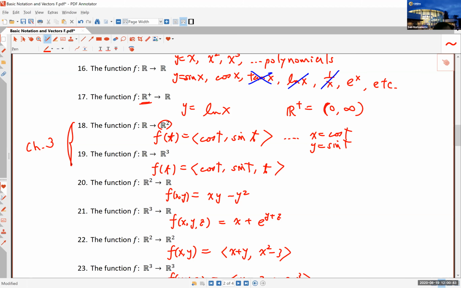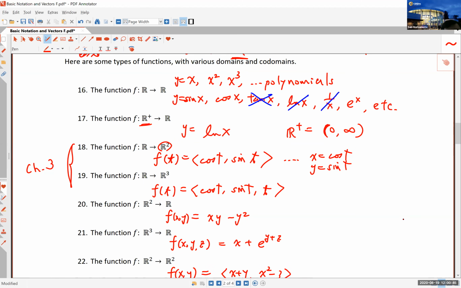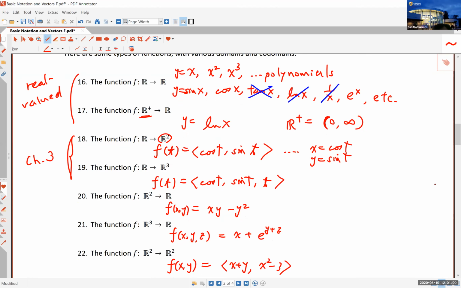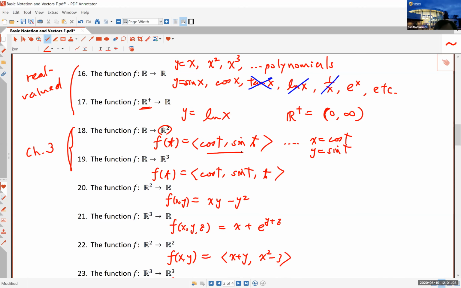Maybe I should write it down somewhere here. Yeah, let's go ahead and do it. Numbers 16 and 17. These are real valued. Numbers 18 and 19 are called vector valued functions. This is a point in two-dimensional space, the plane. This is in three-dimensional space, but these points are considered to be the endpoints of vectors. And so you can identify a vector with every point of R2 and R3. And so these are called vector valued functions.